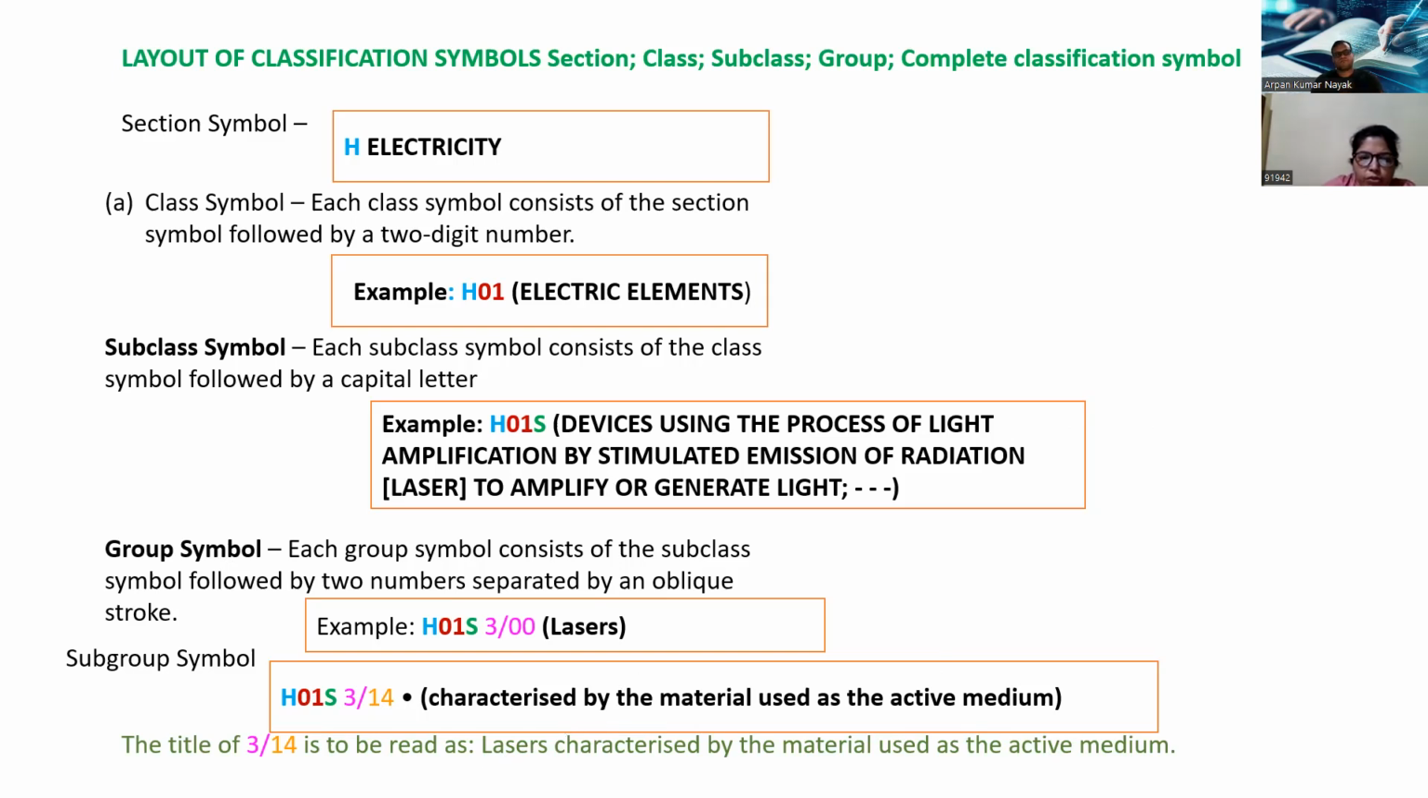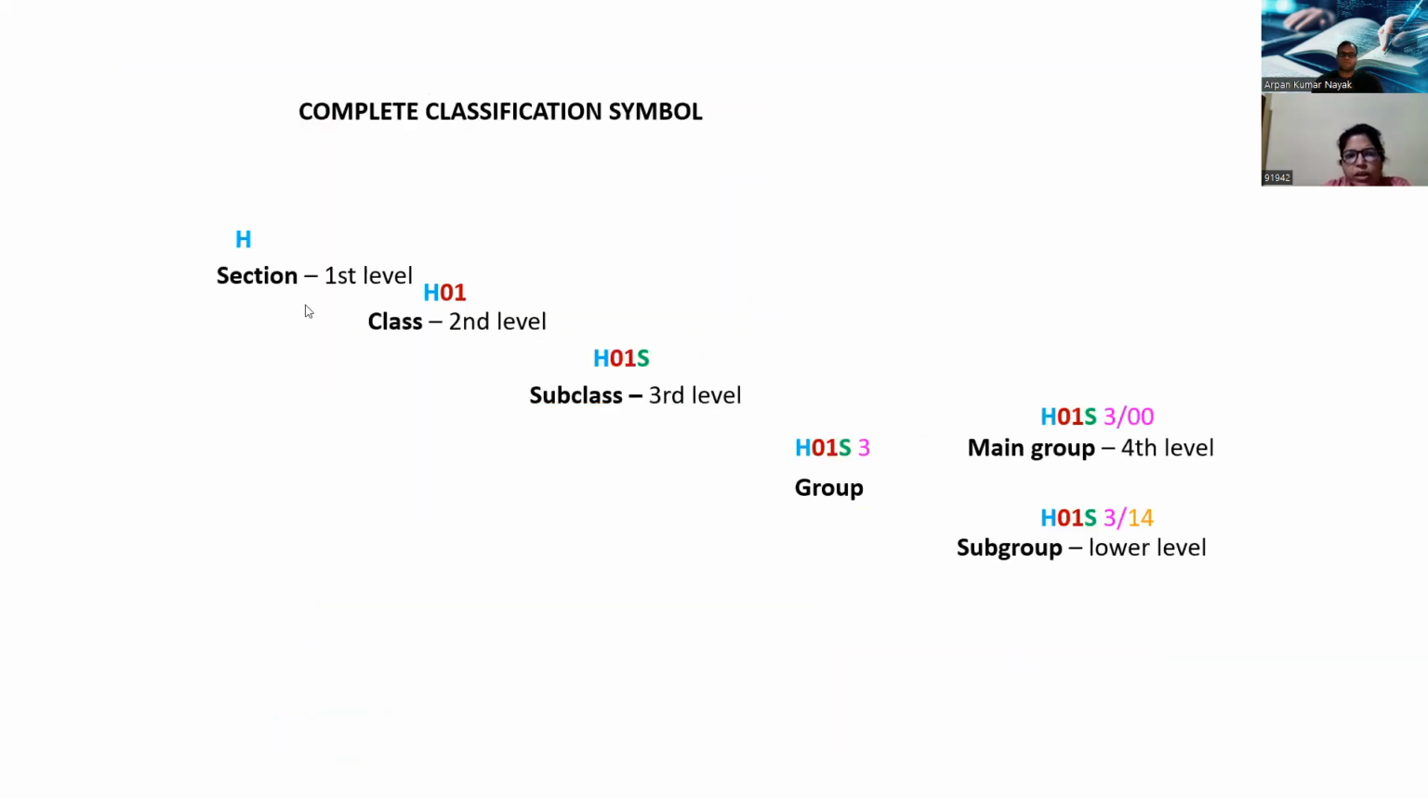Or in a title, if we have 3/14, this is to be read like: laser characterized by the material used as the active medium. This is the meaning of it. So this is the way the classification symbols are arranged. There is one more way, as we say that this is a hierarchical pattern.